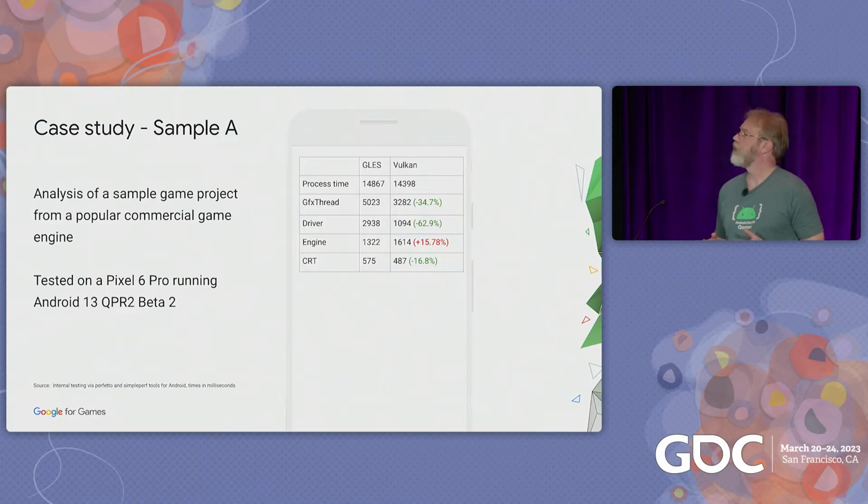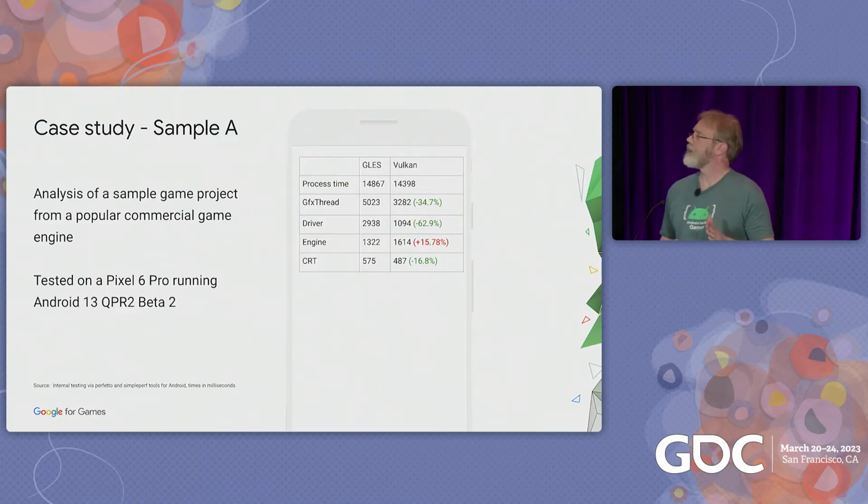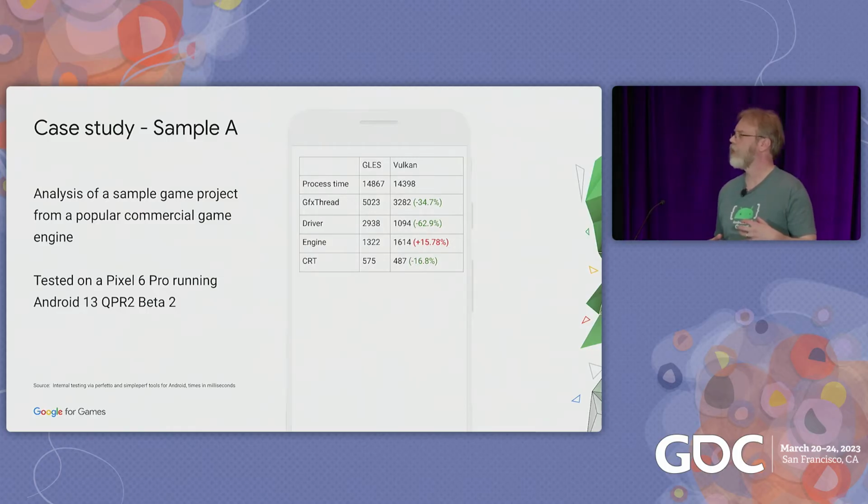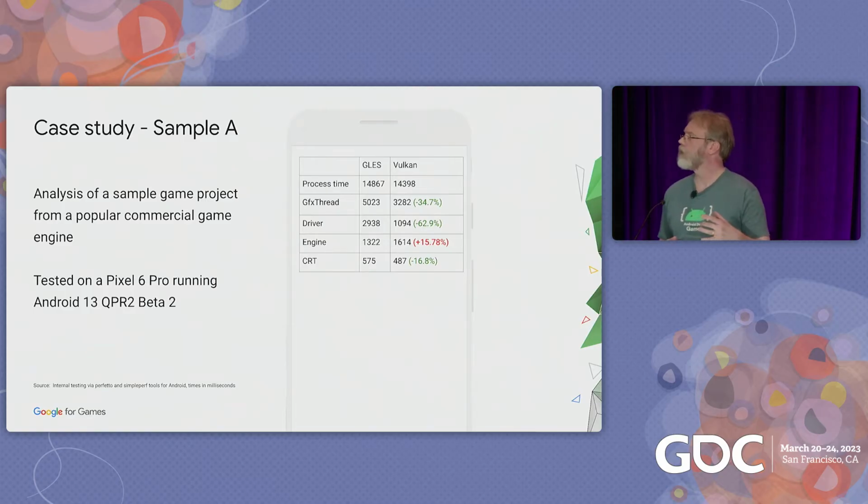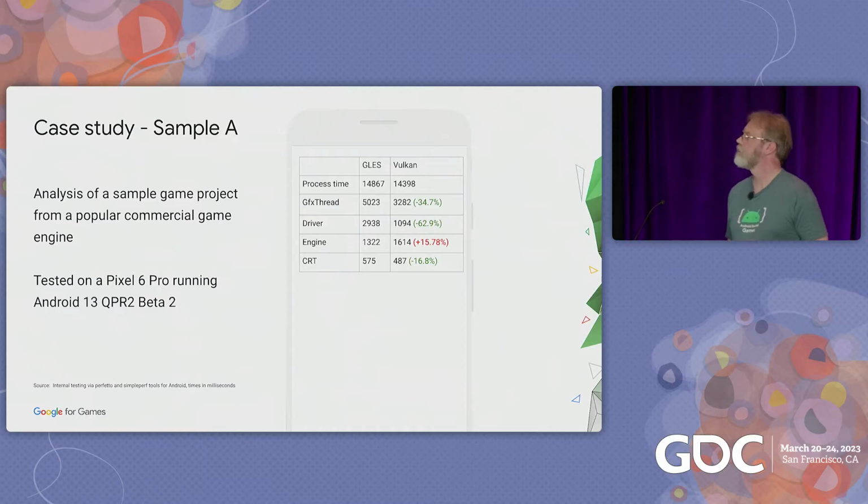So for this engine, I know the slide's a little dry, we have a comparison between GLES and Vulkan with a graphics thread. The engine does all its API work with the graphics API on a graphics thread, broken down between the driver, the actual engine code, and then the C runtime library.